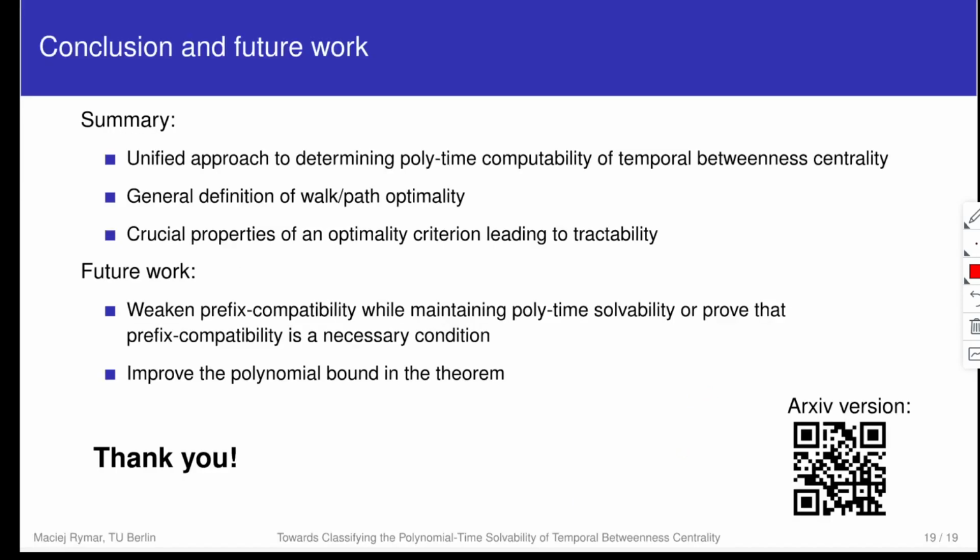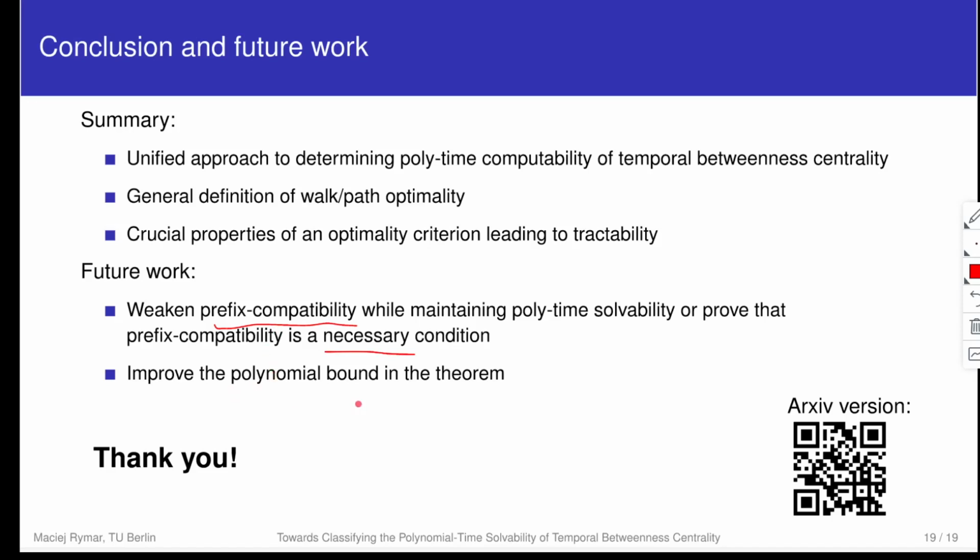But of course, it's not over, and there's always room for future work. So for example, we could try and weaken prefix compatibility while still maintaining polynomial time solvability. So like we mentioned earlier, we cannot just directly take out one of the two components of prefix compatibility, but naturally maybe we can weaken one of them and still arrive at something which yields polynomial time solvability. Or maybe it would be possible to show that prefix compatibility is in fact necessary for polynomial time solvability, which would also be an extremely interesting result, of course.